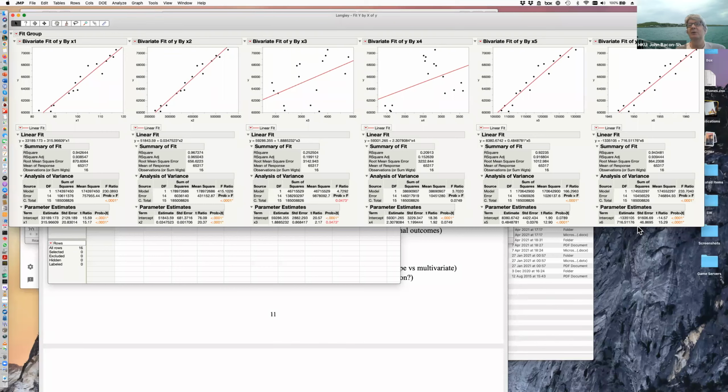Or p is less than 0.5. In fact, usually we don't use 0.5, we use 0.05, right? So typically people would test at 5%, not 50%, right? So which of these is significant? Yes, so except X4.